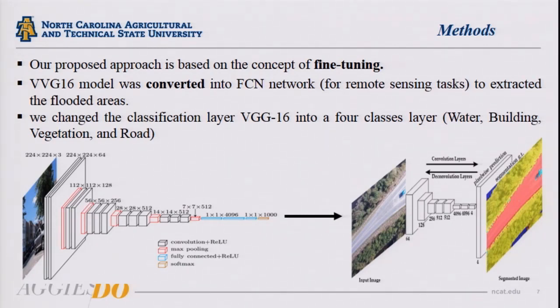For remote sensing, we need a map, like a thematic map. So we change those 3 layers for our application, and we get something like this. In this case, we can classify our images into classes like building, water, vegetation, and road, right? So when we have this input, we will get something like this output.